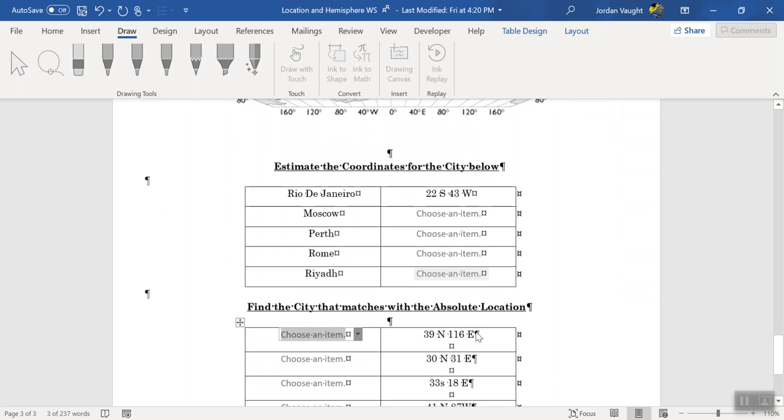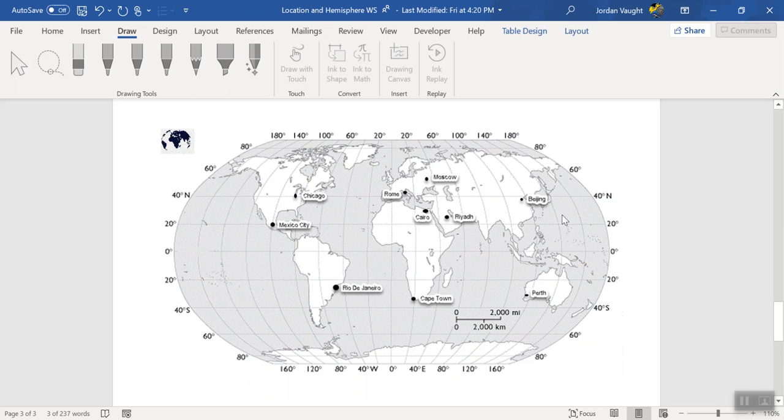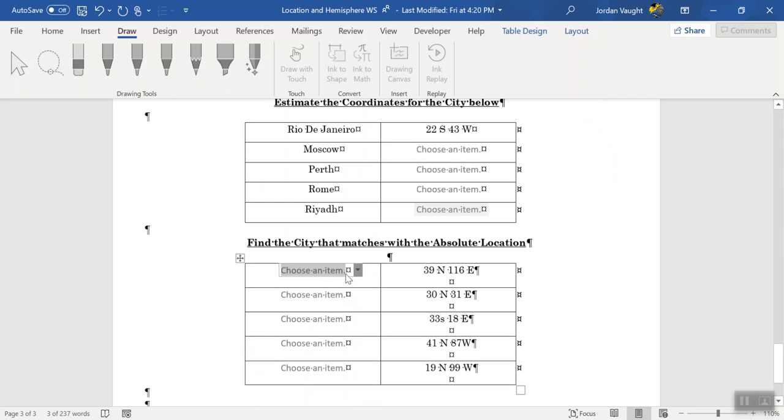We come down, 116 east. So we're going to be on the east side. So we look here, east. So we're going to be on this side. So we know it's not Chicago. And it's 100, so it's going to be closer here. So what line is close to 40 near 116? Oh, right there. So we scroll down, and we click the answer. And then you do the same for the rest of those.